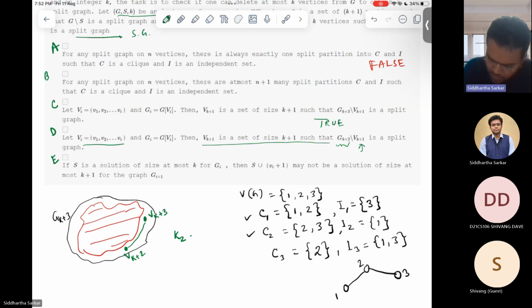So trivially, what I can see is that G_{k+2} minus V_{k+1} is nothing but only one vertex, right? That is the (k+2)th vertex. So this is capital V, this is small v. If that is the case, it is trivially a split graph because only one vertex is left.